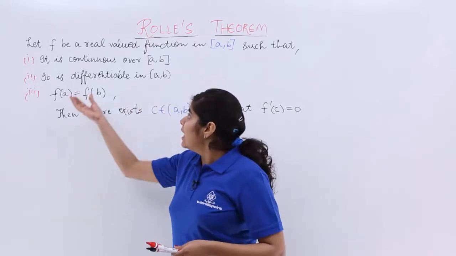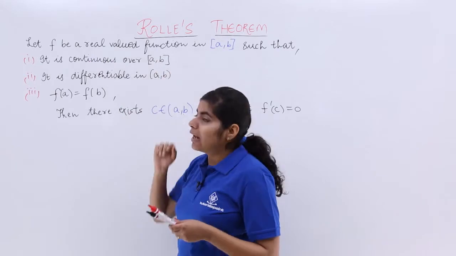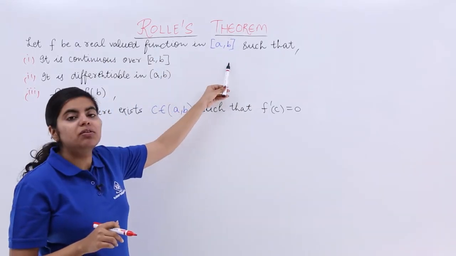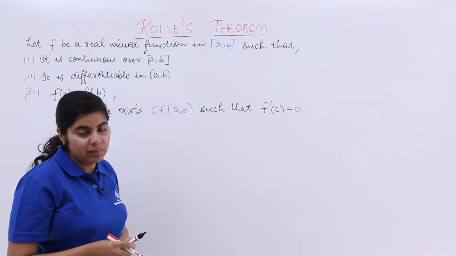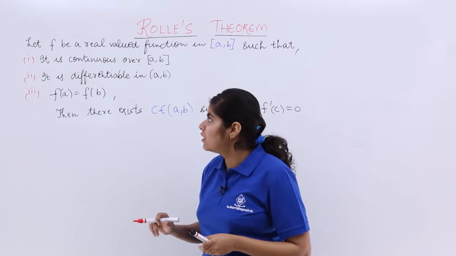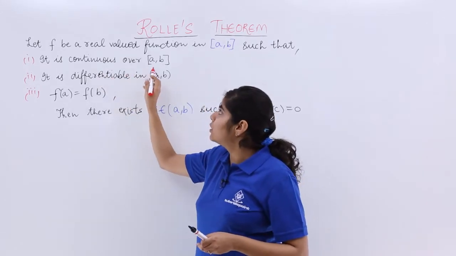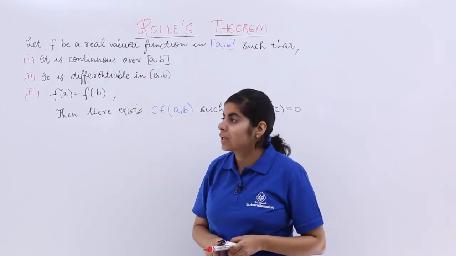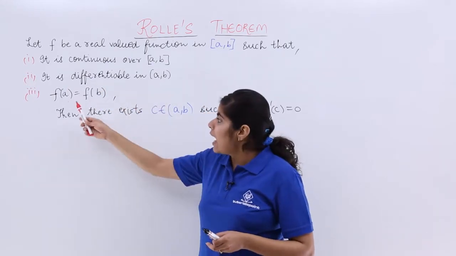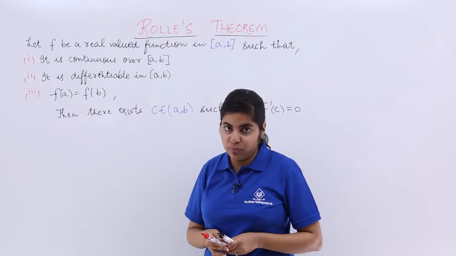It says that let f be a real valued function. So you have f as a function and that f is defined in the closed interval [a, b] such that three conditions are satisfied. The first, it is continuous over the closed interval [a, b]; second, it is differentiable in the open interval (a, b); and third, f(a) is equal to f(b).